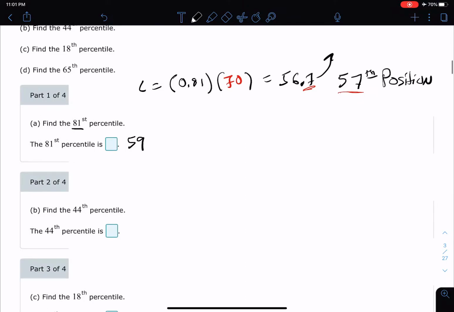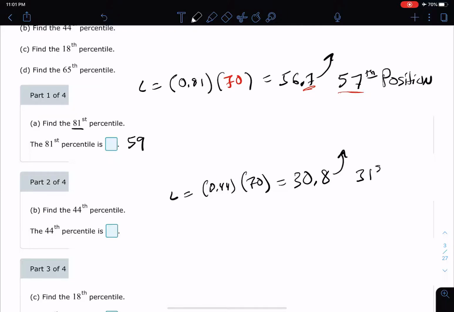Let's do it again, except now we're talking about the 44th percentile. So 0.44 times 70 data pieces. We multiply that, that gives us 30.8. Round it up to the next whole number, which is 31. I'm going to call it the 31st position, so we know that it's not the answer.